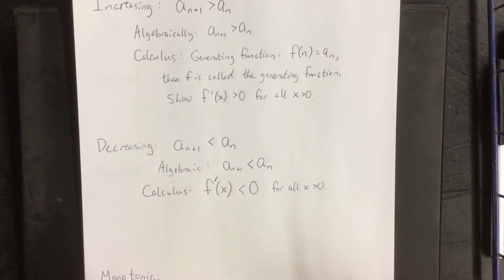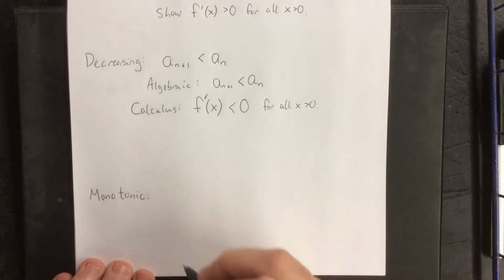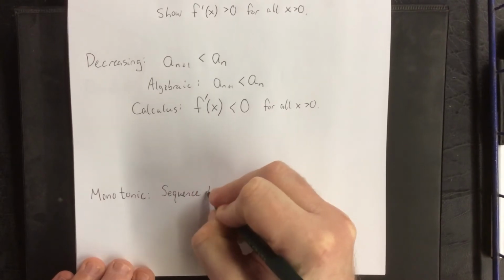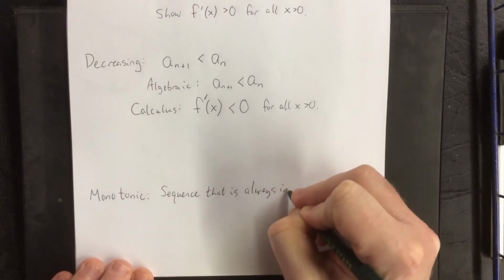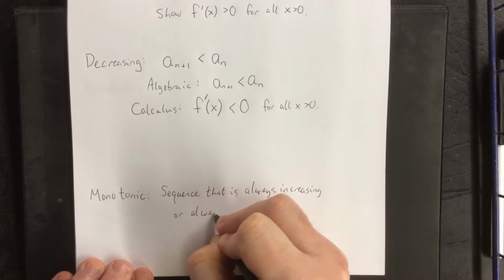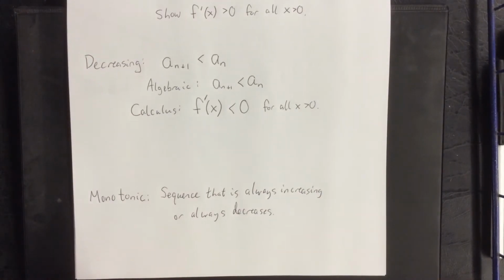Now, in the event that you have shown that something is either always increasing or always decreasing, then what you have is referred to as a monotonic sequence. So this is a sequence that is always increasing or always decreasing. If that ever changes, then it is not considered monotonic. Keep in mind that the prefix mono means one, and if the sequence only does one thing, either always increase or always decrease, that's what makes it monotonic.